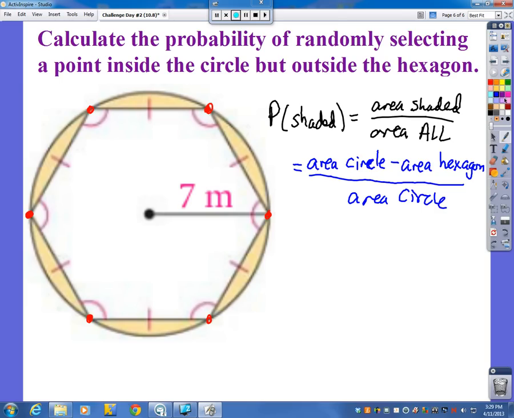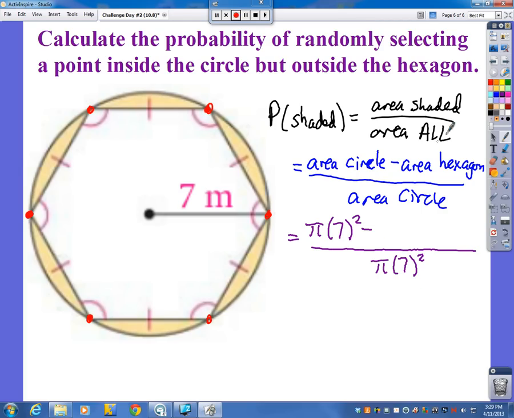So, based on the information we have here, we can see that the radius of the circle is 7 meters. So pi times 7 squared minus, and I'm going to leave that for now, and the whole thing down below is pi times 7 squared.